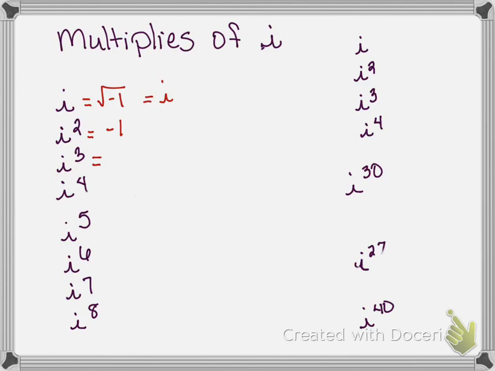Now, if I've got i to the third, could I say that i squared times i is the same thing as i to the third? Could I say that? Now think about exponent properties. When your base is the same, what do you do with the exponents? You add them. So is i squared times i the same thing as i to the third? Yes, it is. What's i squared? Good. Okay? So then I have -1 times i, and that's -i.